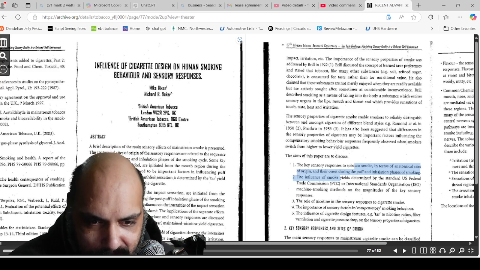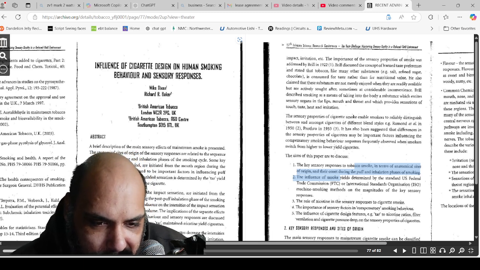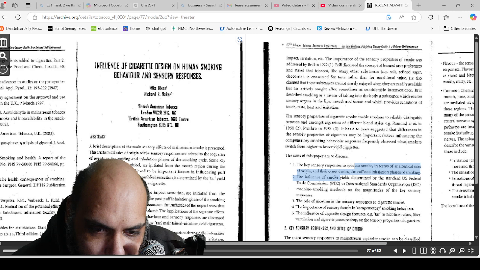influencing puff volume. The intensity of the mouthfeel sensation is determined by the tar yield rather than the nicotine yield of the cigarette. Other key sensations, including the impact sensation, are initiated from the pharyngeal laryngeal region during the post-puff inhalation phase of the smoking cycle.